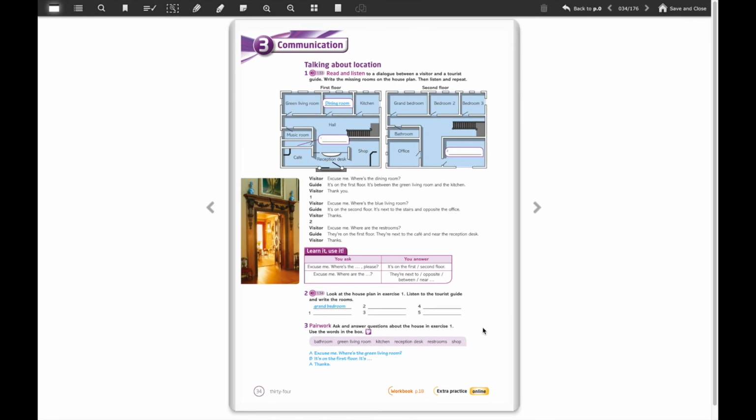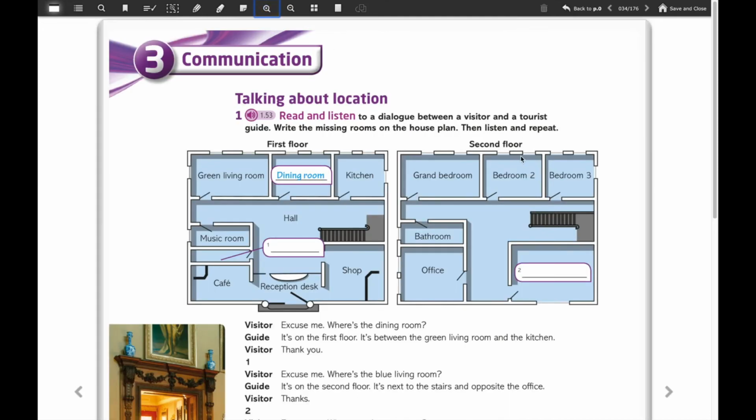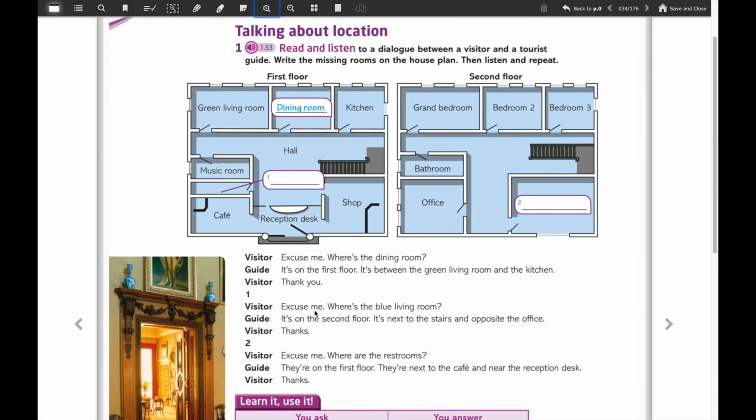Okay, kids, now we're going to work on page 34, and we're going to talk about communication. We're going to talk about location. So I am going to make a sum up here, and we're going to start with exercise number 1. You're going to read and listen to a dialogue between a visitor and a tourist guide. Write the missing rooms in the house plan, then listen and repeat. The only thing that you have to do is listen to the audio. Also, you can read this.